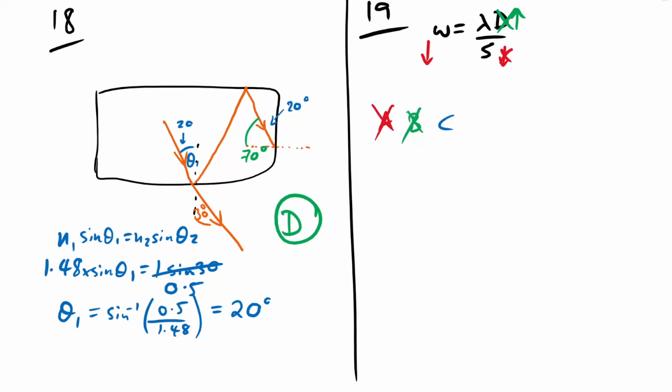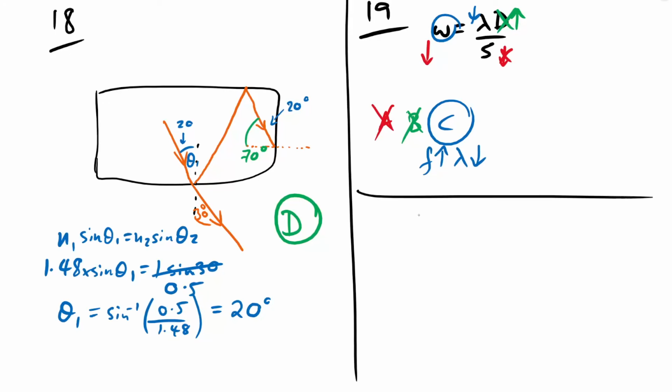C, using monochromatic light of higher frequency. Okay, so if frequency goes up, that means that wavelength goes down. So if wavelength goes down, then therefore W does too. So that has to be our right answer.